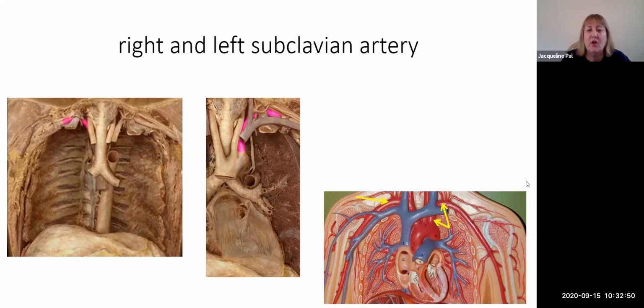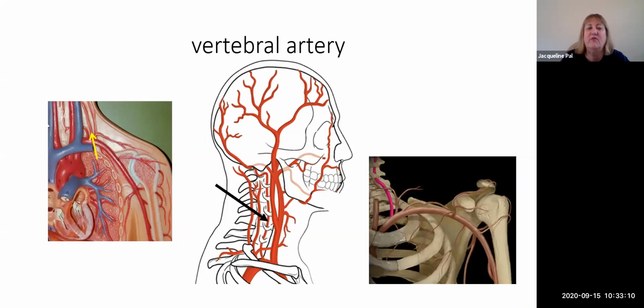And I want to draw your attention to this picture in the bottom right, where you clearly can see some blood vessels going in a superior direction coming off the subclavian artery. And one of those is where we want to go to next. And where we want to go to is to the vertebral artery.